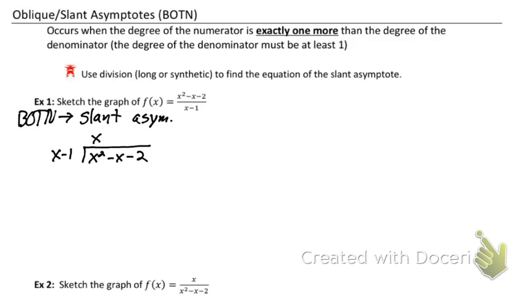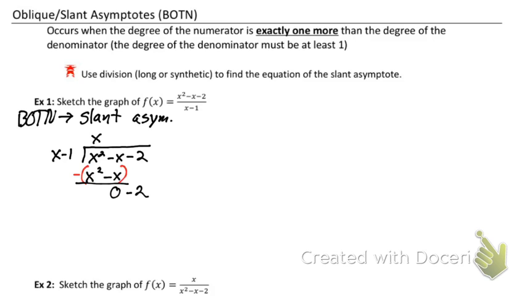Now we take that x and we multiply it by x minus 1. So that's going to give me x squared here, negative 1x here. The hard part about long division is you have to recognize that you are actually subtracting those values. So we have x squared minus x squared, which gives me 0. And then we have negative x plus x, which gives me 0.